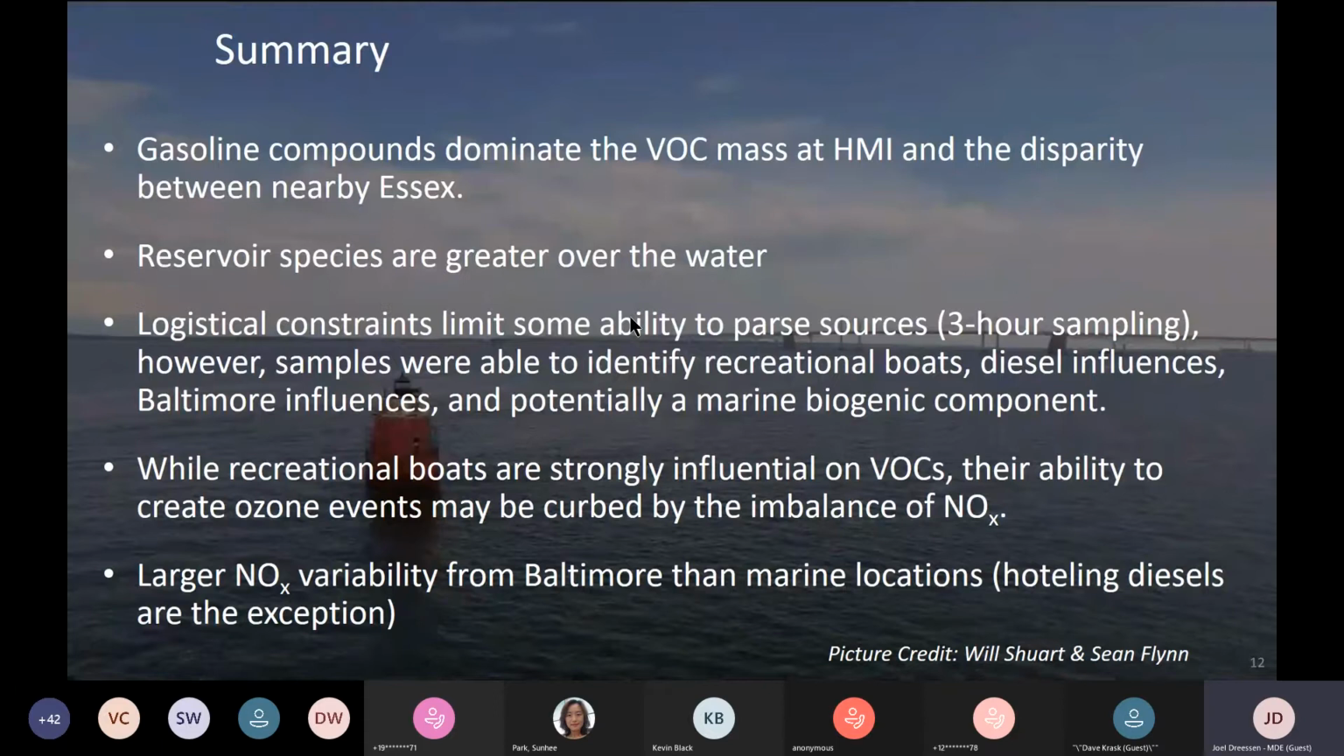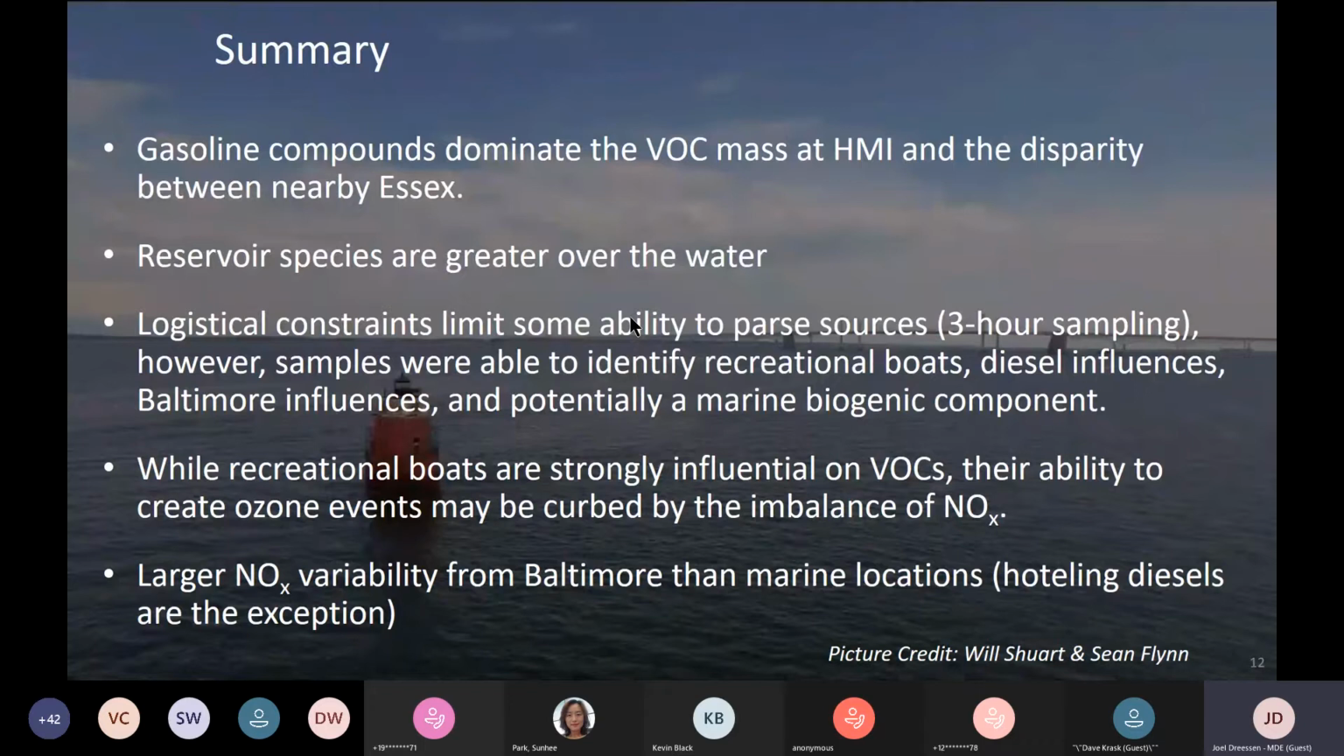Logistical constraints, just because of getting those canisters out to the island. There's some inability to separate some of the sources because they're probably all in the canister together. But we were still able to identify recreational boats, diesel influences, Baltimore influence, and maybe that marine biogenic influence.